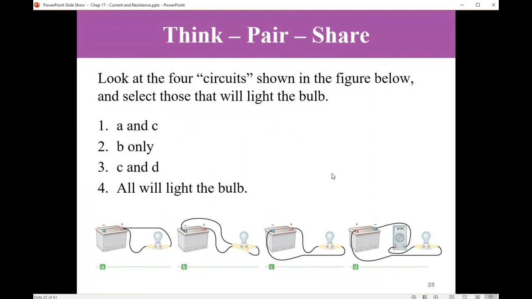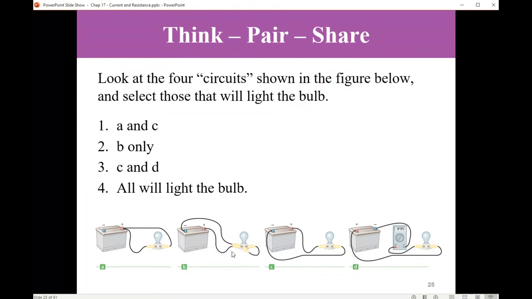Look at the 4 circuits shown here and select those that will light the bulb. To answer this question, you need to make sure that you have a closed and complete circuit. So if you check this one, both ends of the light bulb are connected to the same lead, nothing connected to the negative lead. So this is not a complete circuit. This light bulb will not be on.